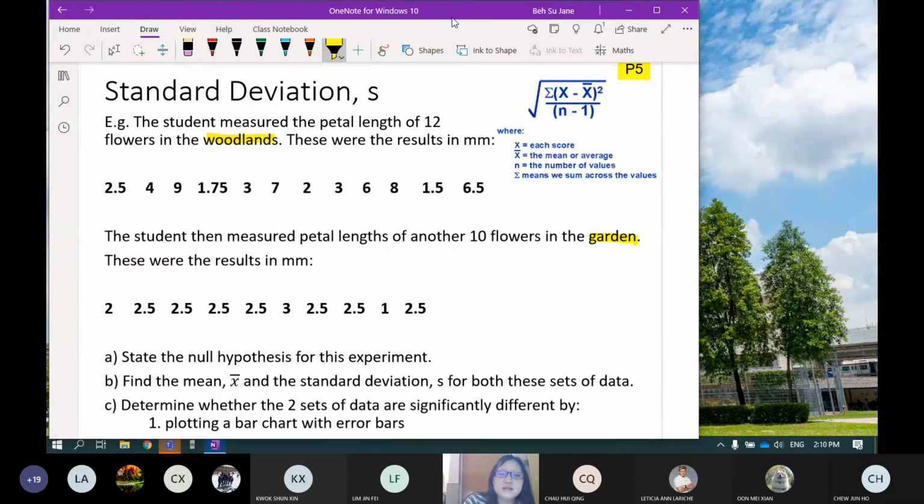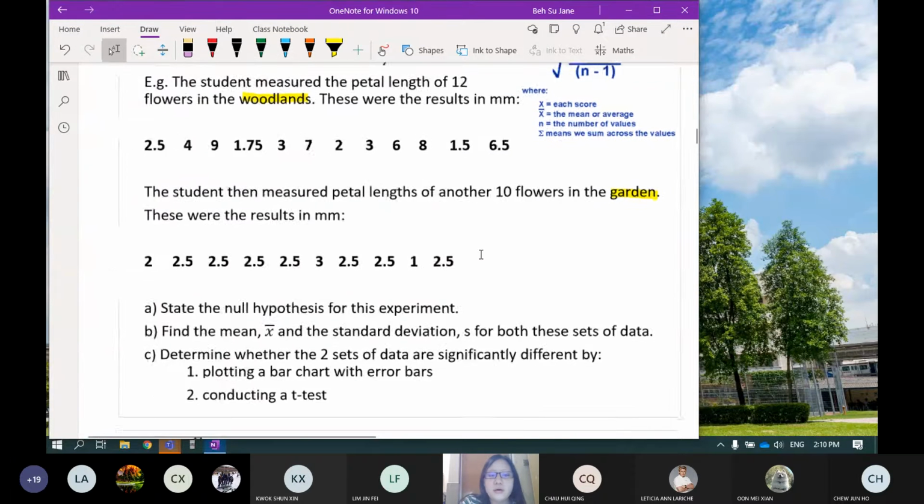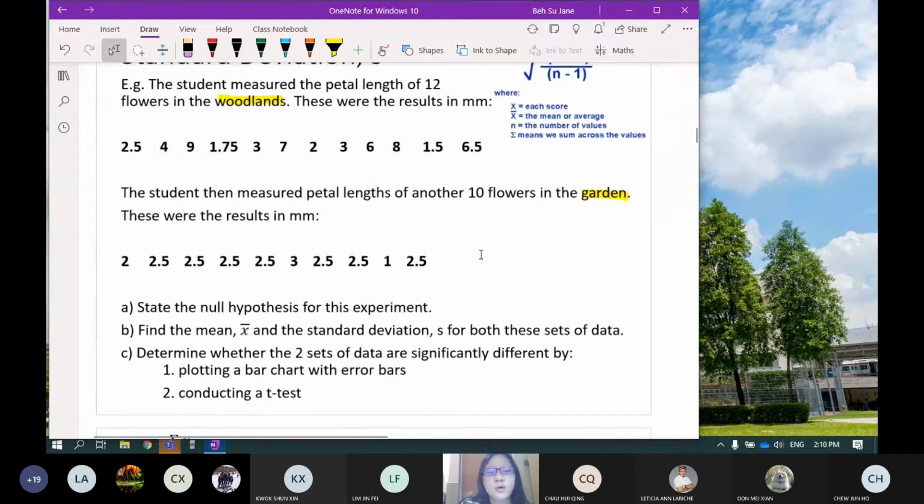Now, the idea is this. We're going to figure out the null hypothesis. We're going to find the mean and standard deviation for both sets of this data. I'm going to teach you how to do it manually, which you already know, but I want to make sure you know. And then we're going to learn the easy way using the calculator. I've heard that you didn't learn it in maths, but some of you have already YouTubed it. Either way, I'm going to teach you, and maybe it'll be useful in the future.